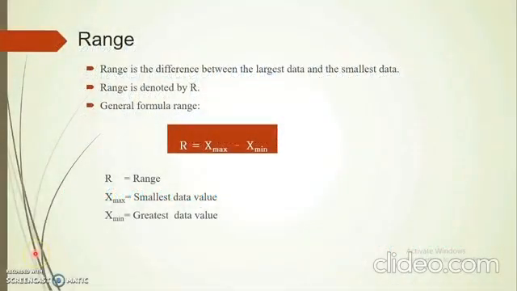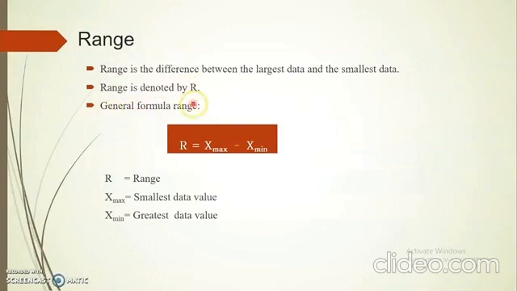Hello everyone, now we will study about range. In a group of quantitative data, there will be data with the largest value and data with the smallest value. So the definition of range is the difference between the largest data and the smallest data. Range is denoted by R.